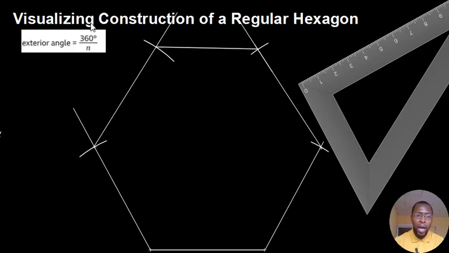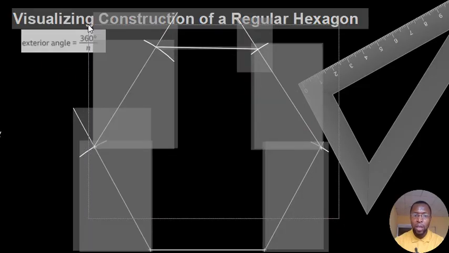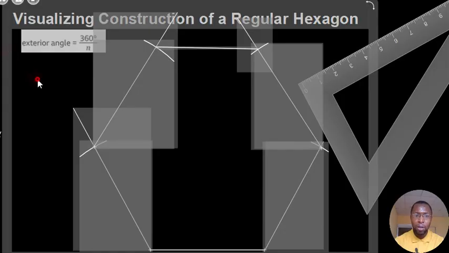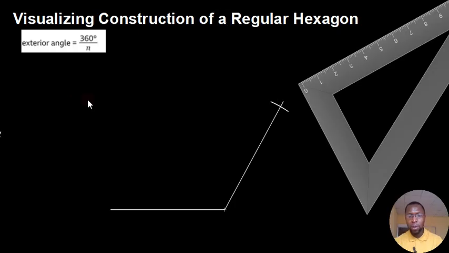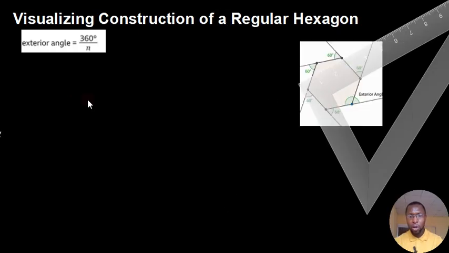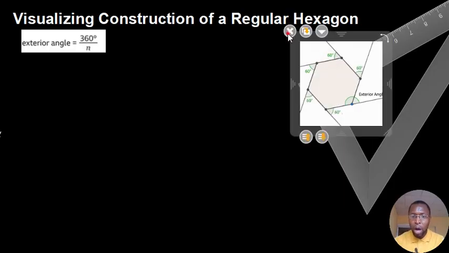Aside from this, there's another easier way for you to construct a hexagon. It's called the constant radius method. So let's do away with all of this and try that method. Okay, now this is gone. Now, how do we go about that?